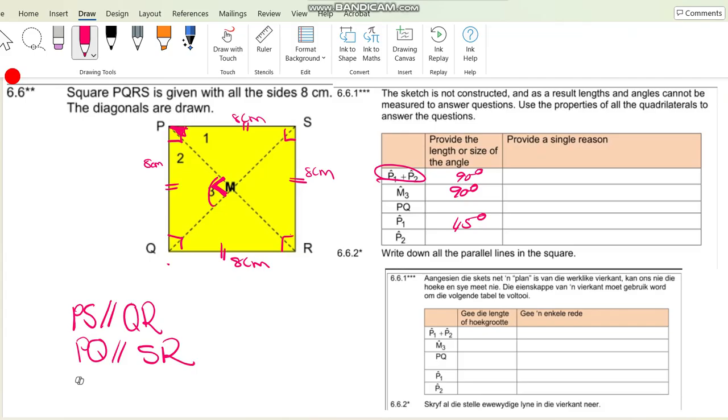Because all lines are parallel. So basically you're telling me PS is equal to QR, but you're also telling me that PQ is also parallel to SR, because parallel lines are opposite each other, right? So that is what we did there. And that is question 6.